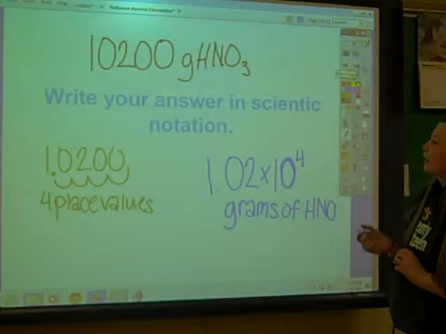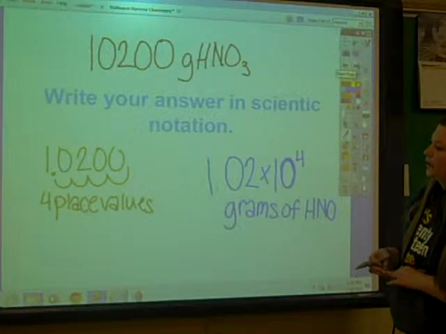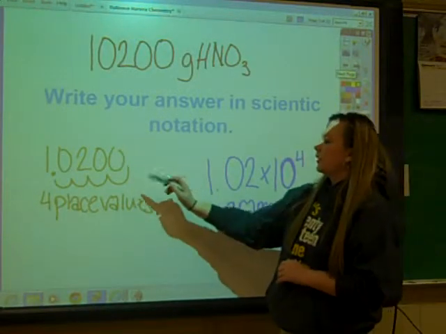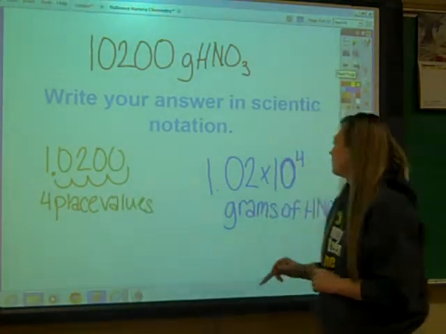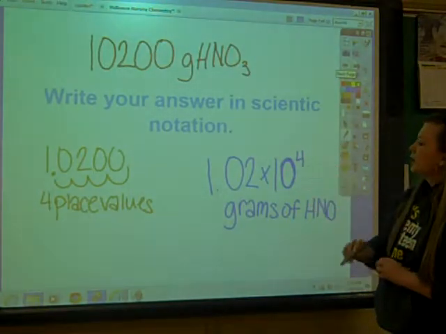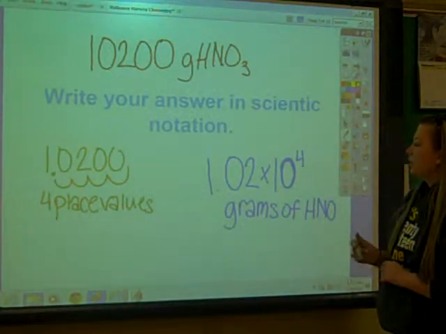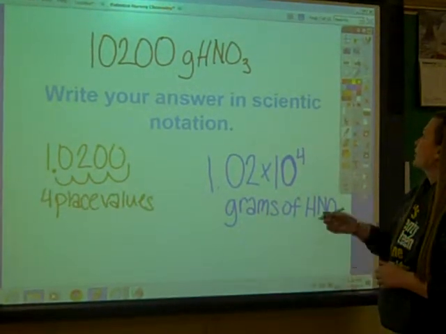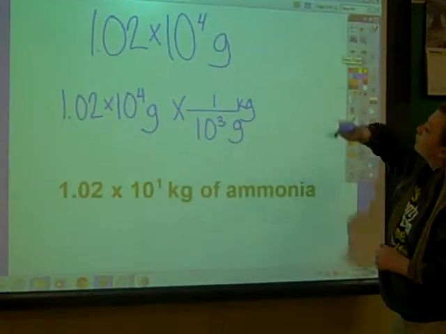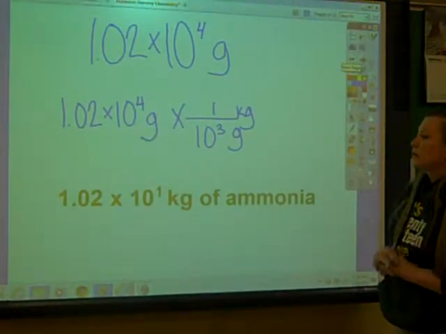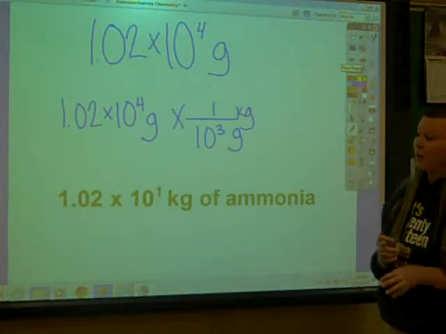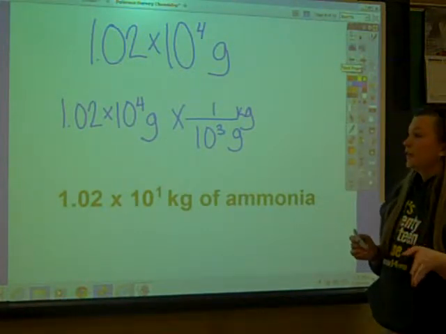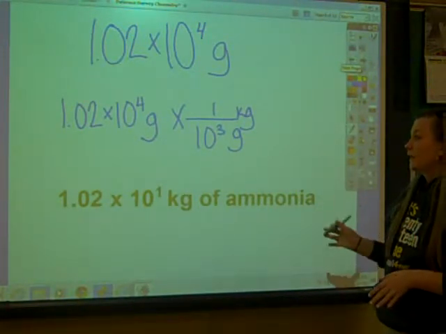Then you write your answer in scientific notation because this is stoichiometry, and you move 4 place values to the left so your exponent goes up. So you have 1.02 times 10 to the 4 grams of nitric acid. And then you started with kilograms, so you want to go from grams back to kilograms.